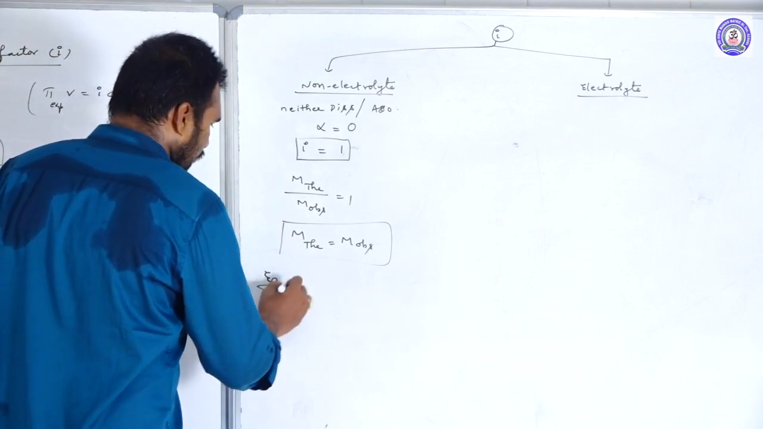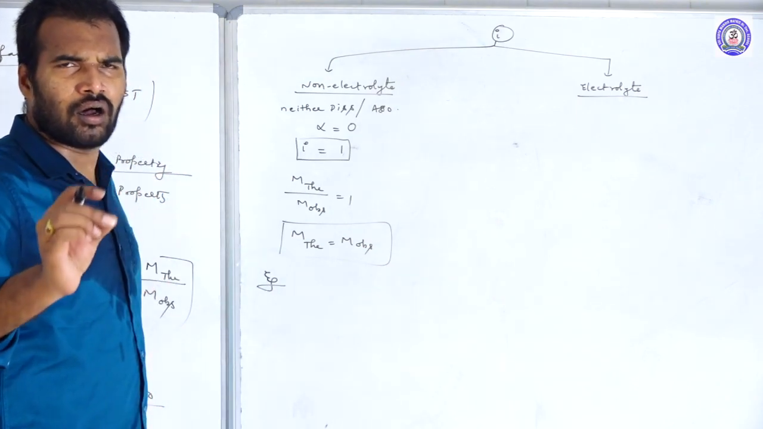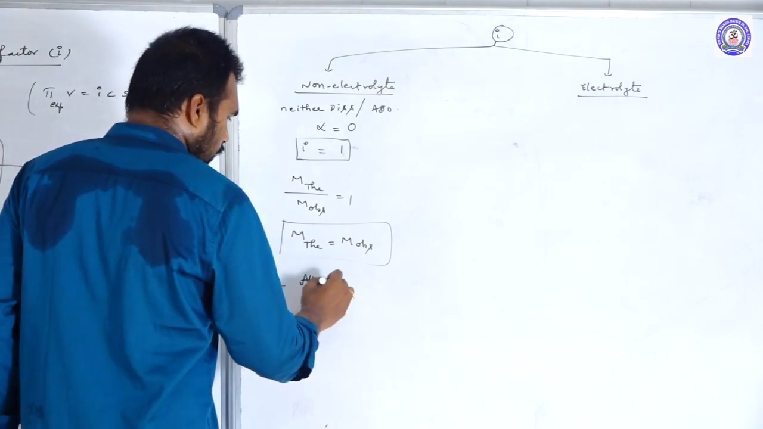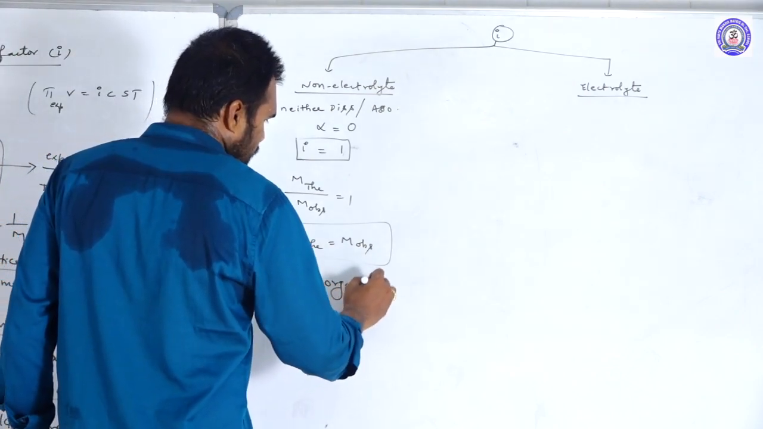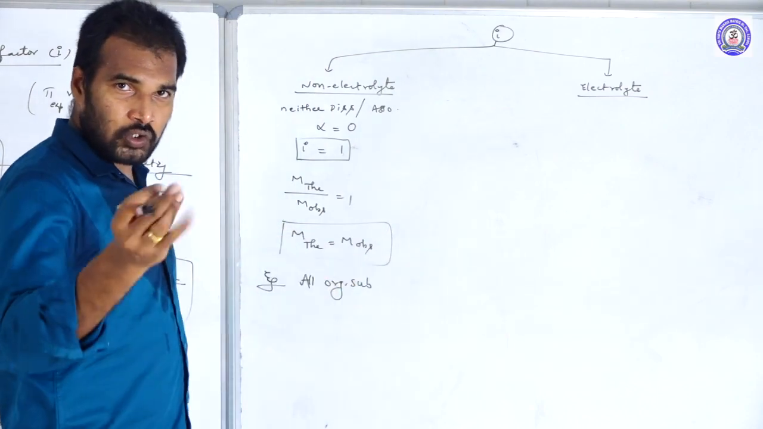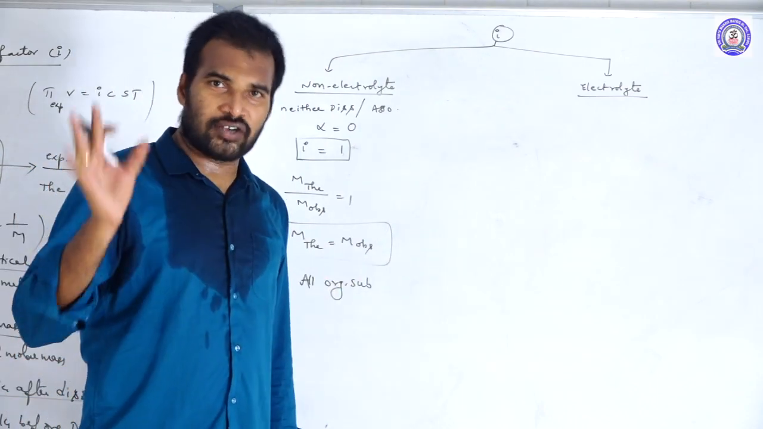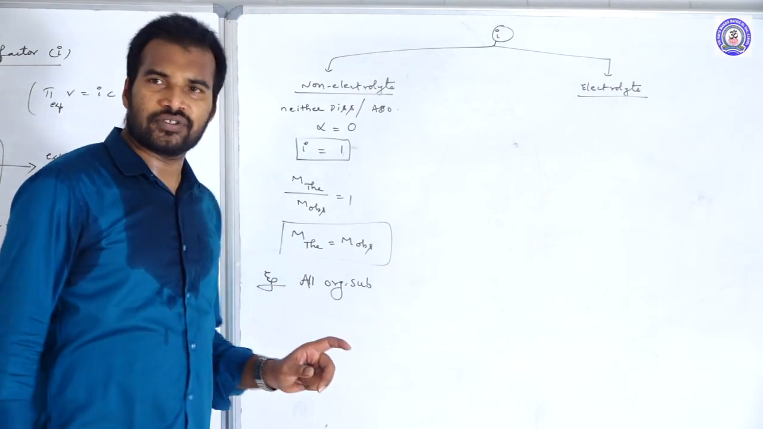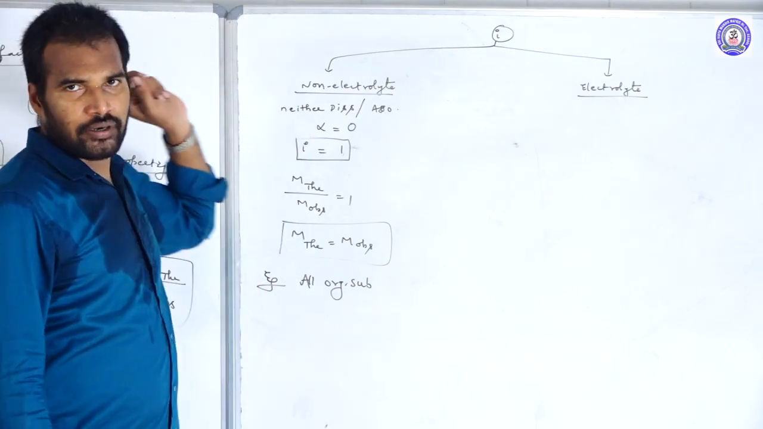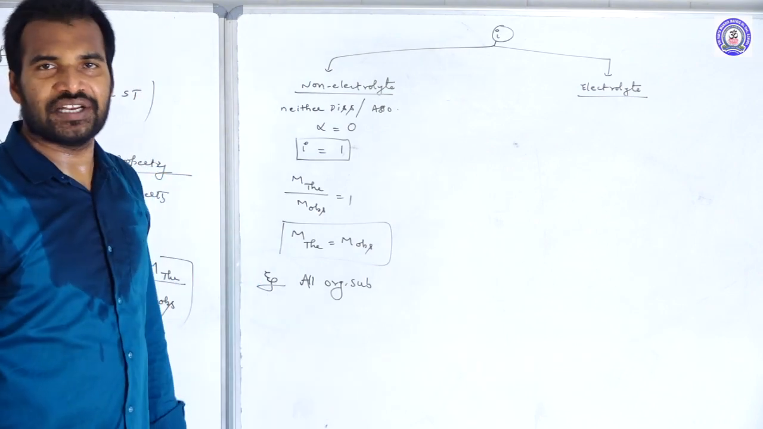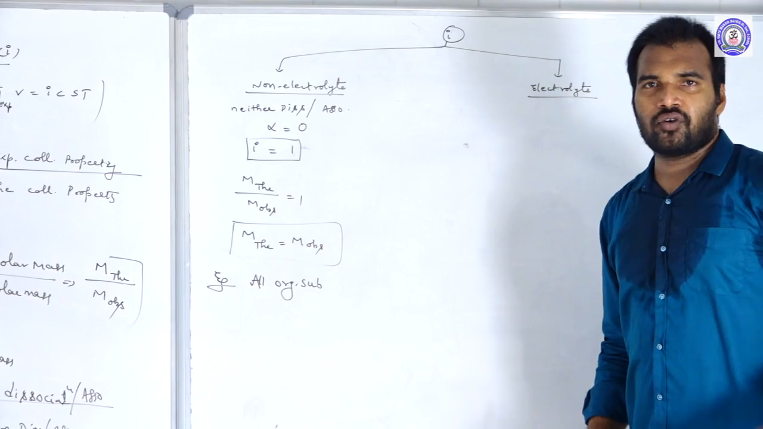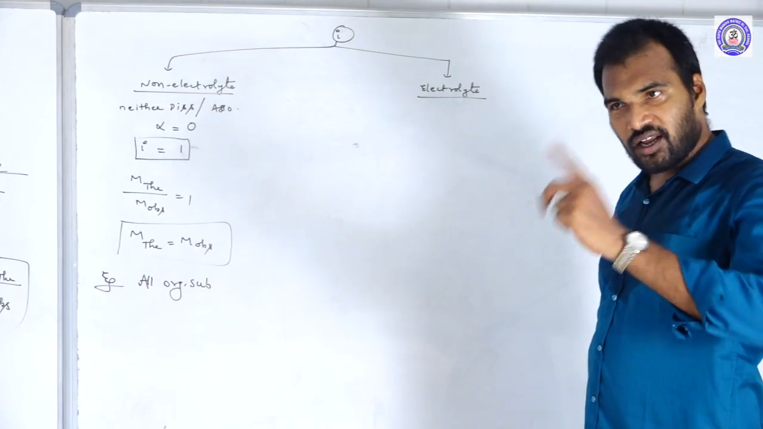Which are non-electrolytes? Simple example: all organic substances, like urea, glucose, sucrose, fructose. These organic substances are non-electrolytes. They never dissociate or associate. Now let us move to the electrolytes. Electrolytes means they may either dissociate or associate.